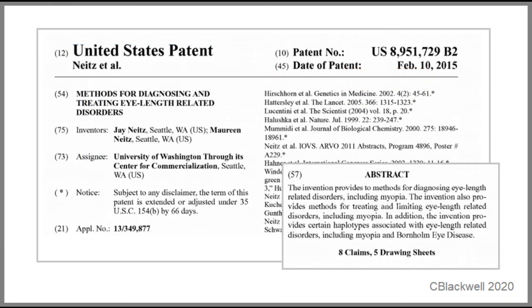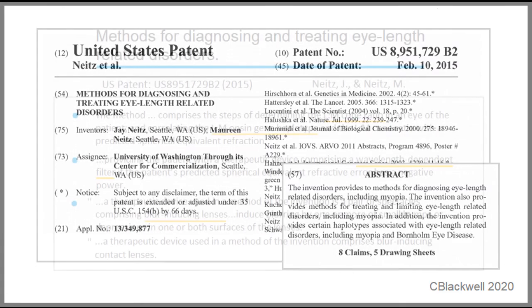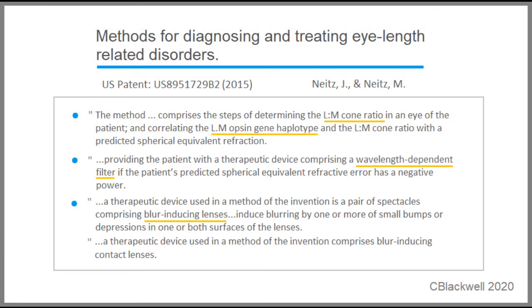In 2015, based on these observations, the Knights filed a patent using both these approaches for diagnostic and treatment proposals. First proposal is to measure the LM ratio and/or determine the haplotype to predict who would develop myopia. Second, use those findings to prescribe a lens with a wavelength-dependent optical filter, or prescribe blur-inducing lenses, either as contacts or glasses. The blur-inducing lenses are currently undergoing a 3-year trial, discussed in the treatment section.